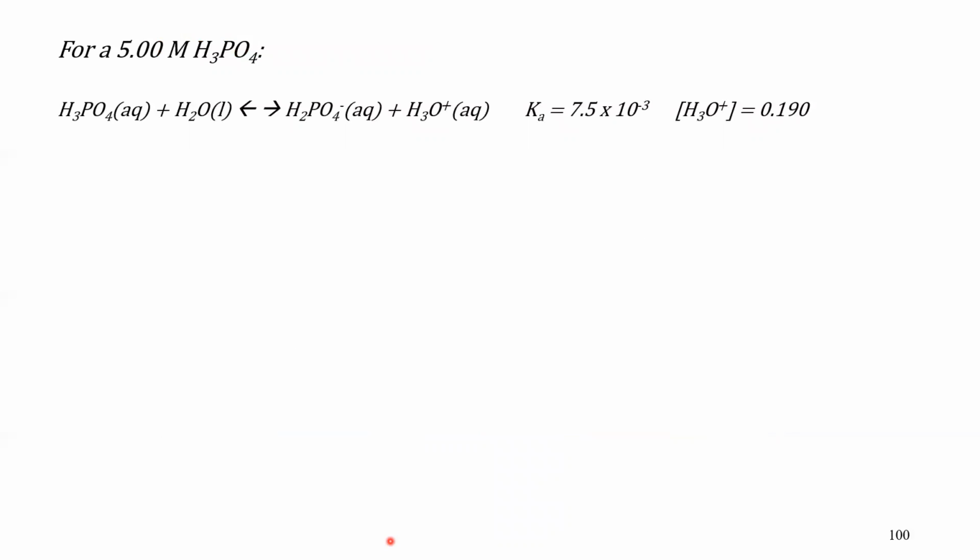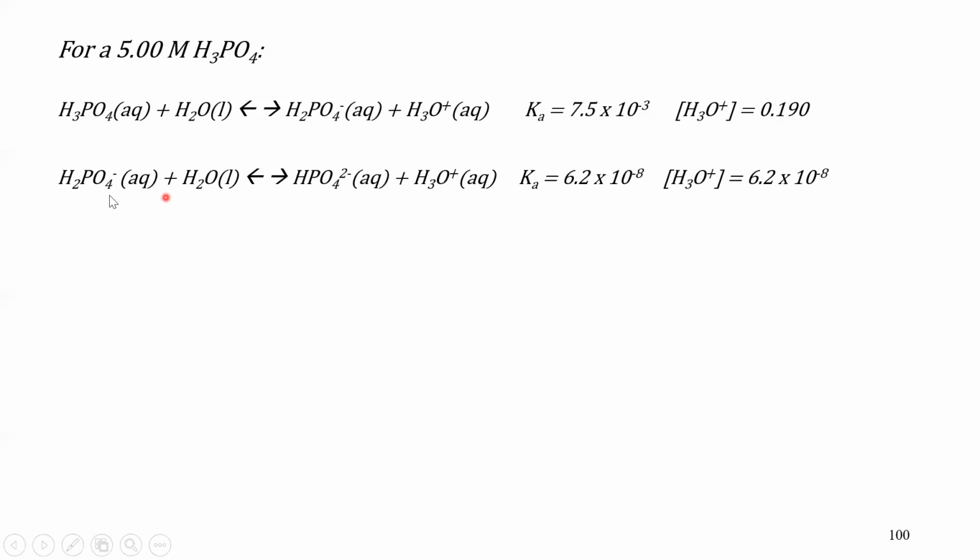Now, let's look at how these polyprotic acids are affected by their pH. So if we were to look again at phosphoric acid as our example. Here's our acid ionization. The Ka equals 7.5 times 10 to the minus 3. We could say x squared over our concentration, and we could figure out what the hydronium ion concentration is. We could do that, but we've worked on those kinds of problems already. So the hydronium ion concentration is 0.190.